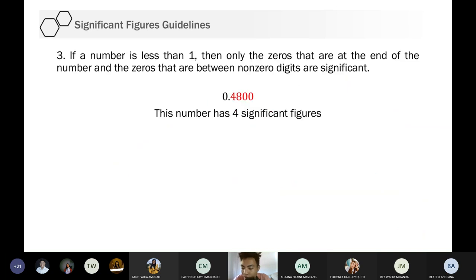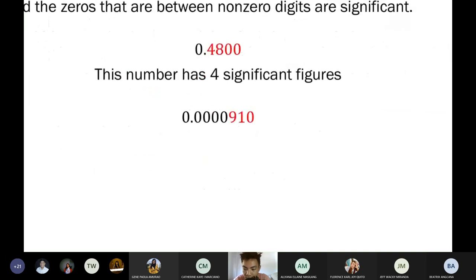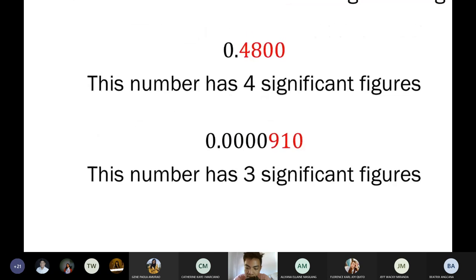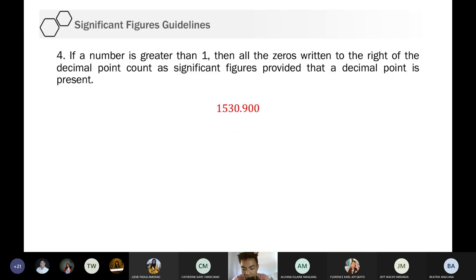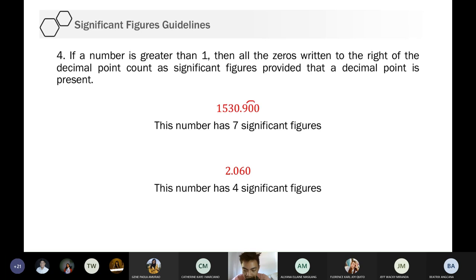So this is rule number 3. This is the leading zero, so that is not significant. These are the leading zeros and they are not significant. And then you have here your trailing zeros, which are significant because of the presence of your decimal point. Provided that your number has a decimal point, your trailing zeros will be significant. So that's rules 3 and 4. Again, this is a trailing zero. It is significant because of the decimal point.